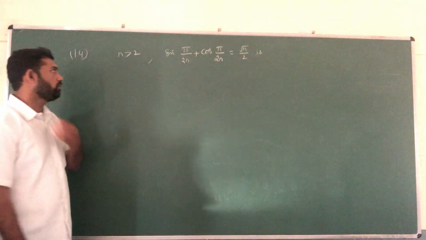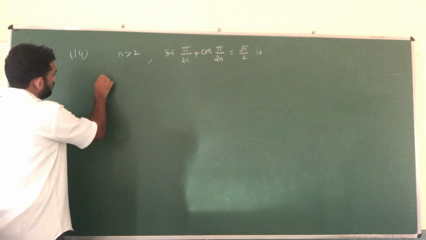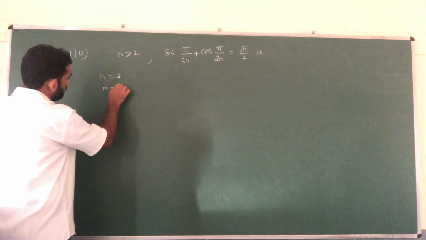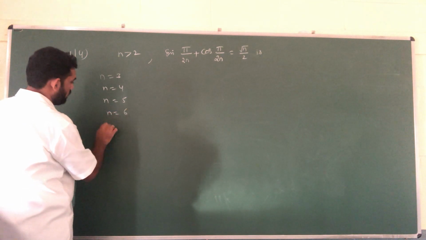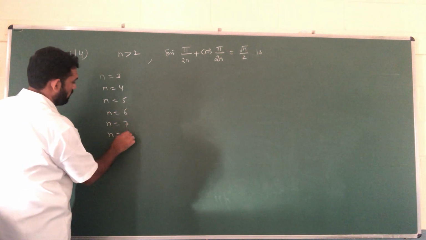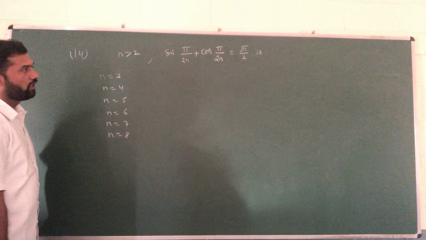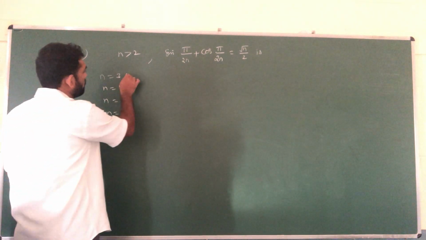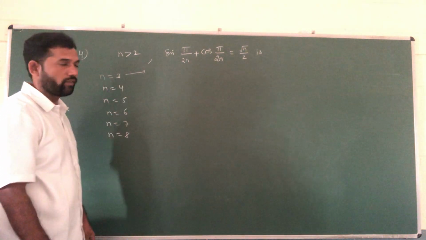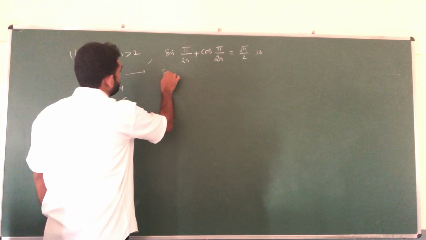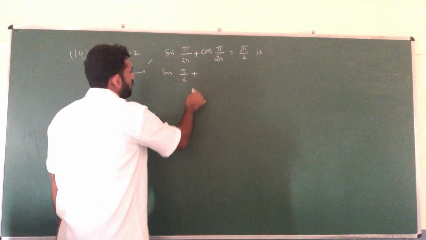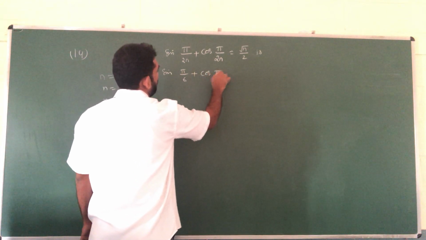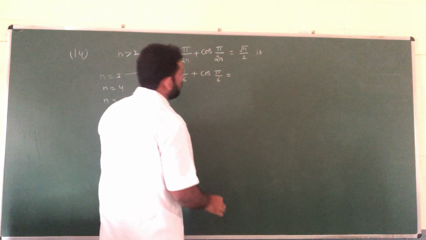It is satisfied by n greater than 2. N greater than 2 means I will take n equal to 3, 4, 5, 6, 7, 8. You see, first n is equal to 3, substitute. What happens? Sin pi by 2 into 3, that is pi by 6, and cos pi by 6. So how much is this value?